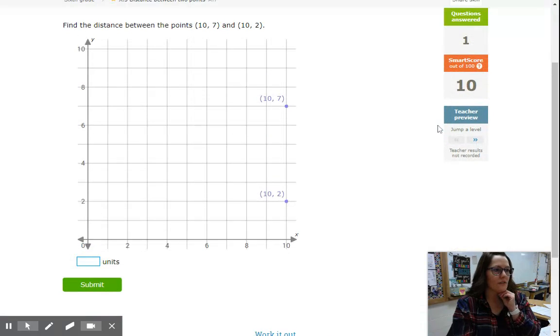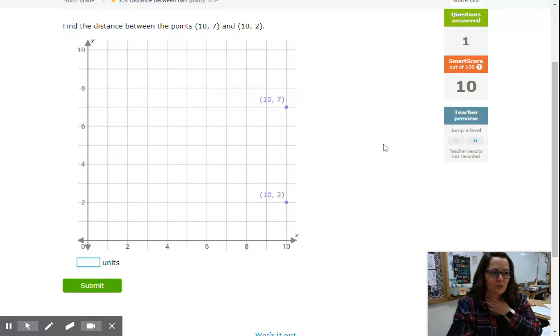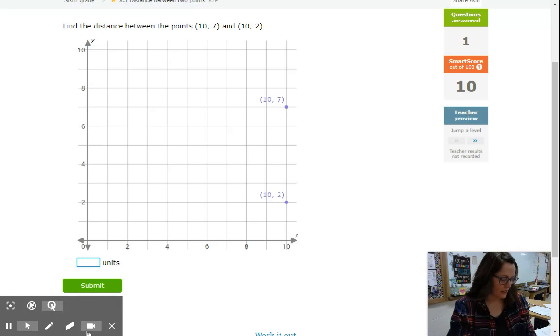Okay. Find the distance between these two. So this time we're going to be moving vertically up and down, but same thing. So I'll start here and I'll count 1, 2, 3, 4, 5. Notice this time, since I moved along the y-axis, I could just subtract my y coordinates, 7 minus 2, and get 5.